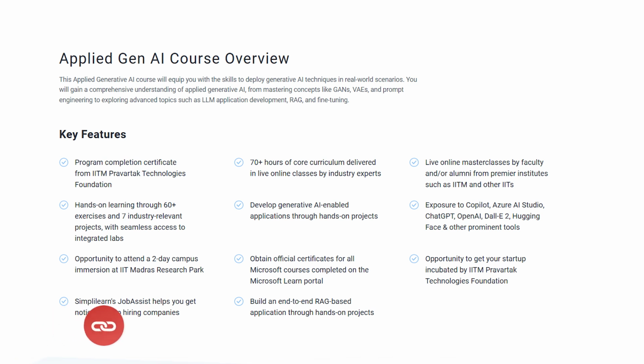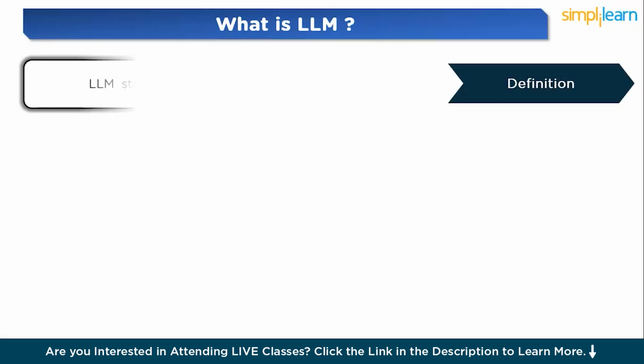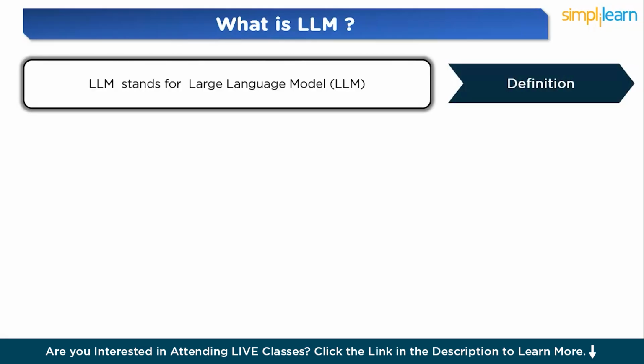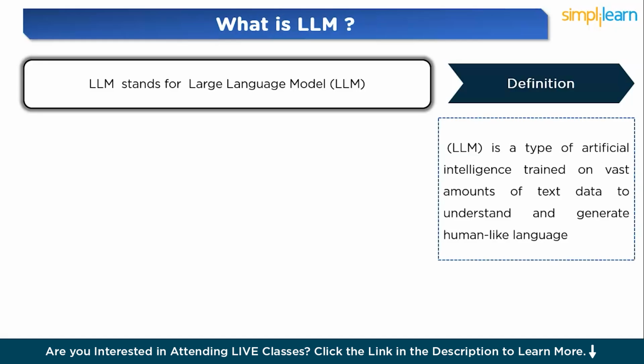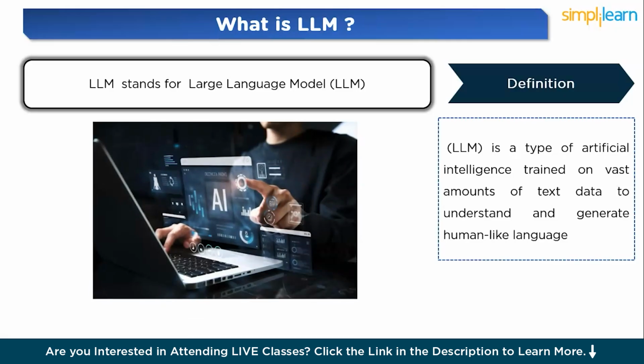So guys, let's get started. So guys, let us start with first understanding what exactly is LLM. LLM stands for Large Language Model, which is a type of artificial intelligence trained on a vast amount of text data to understand and generate human-like language.